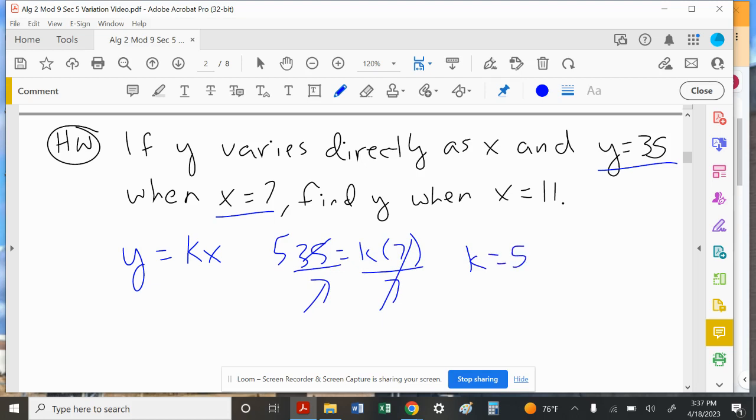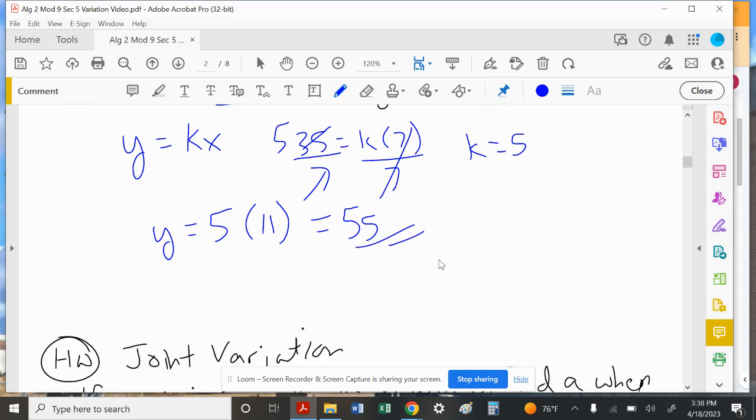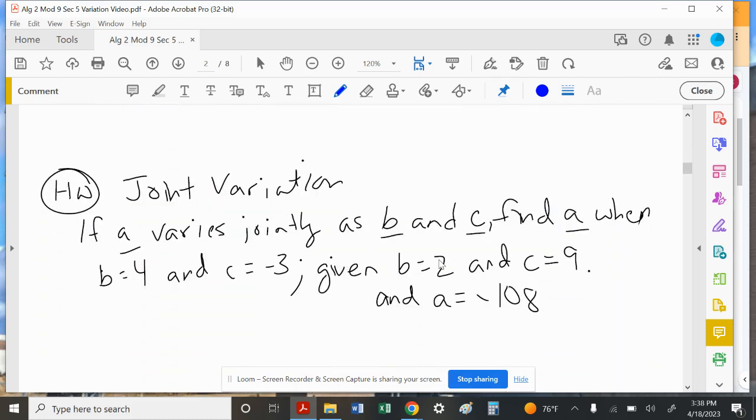Now it says find y when x is equal to 11. So that would be 55. That would be my answer. So that's all we're doing when we're plugging those in. Pretty straightforward overall. And we'll get to the rest of the problems in the next video.